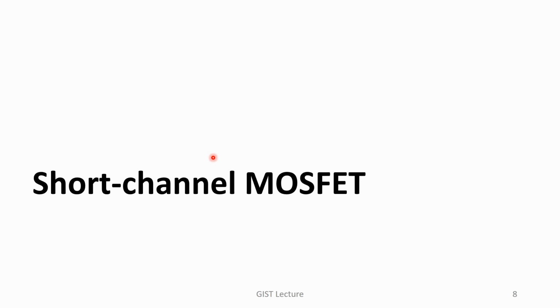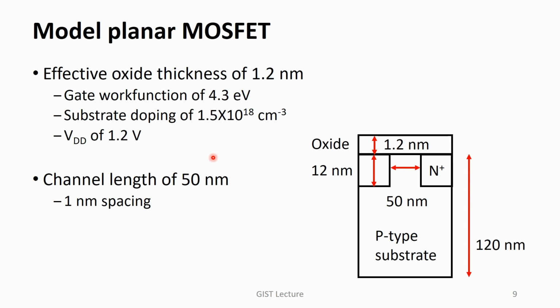Now, a short channel MOSFET structure is generated. The parameters are the same as our previous long channel MOSFET, except for the channel length. Instead of 1 micrometer, now it is reduced to 50 nanometer. Since the physical quantities change in a short distance, the spacing along the channel direction is reduced to 1 nanometer.